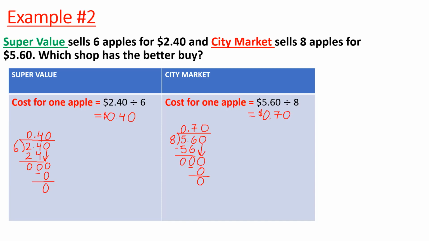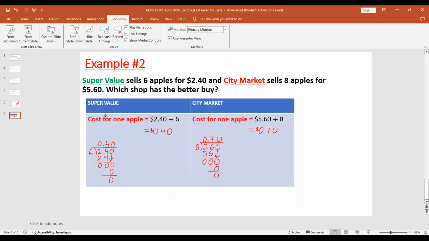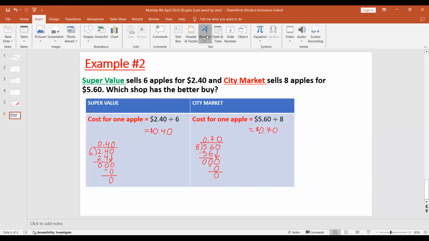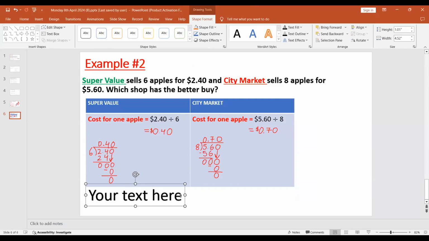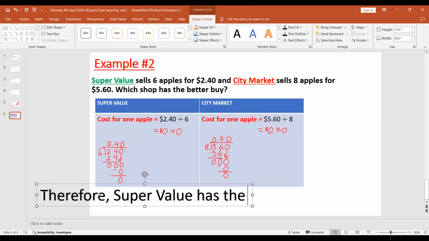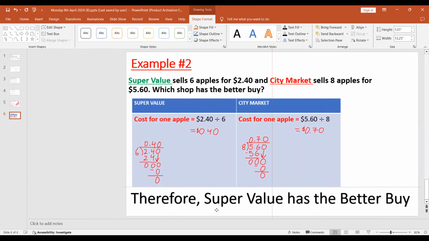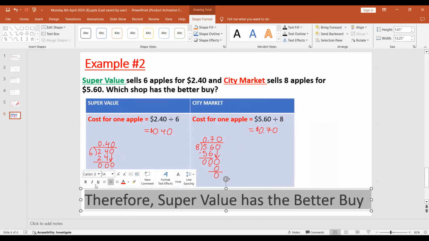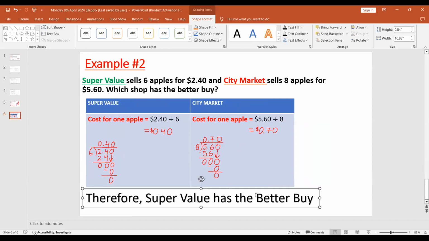SuperValu. Very good. Why does SuperValu have the better buy? Because it's less, right? So we can say here, therefore, SuperValu has the better buy because it's less. Okay. So with this one, the trick is you have to find the cost for one, right?